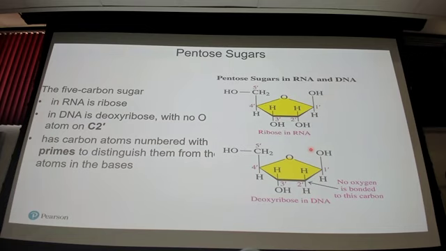One feature of how the sugar carbons are counted: you notice there's a prime after each number. The prime is just to signify that you're counting the carbons on a sugar versus the carbons on the base structure. So we've learned up to this point that when we're counting the carbons on other molecules, it's just the numbers. But because we've moved to the pentose sugar of the nucleic acid molecule, we're going to use prime to denote that we're talking about the sugar moiety in nucleic acids. Does that make sense?